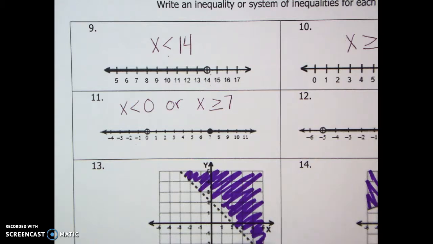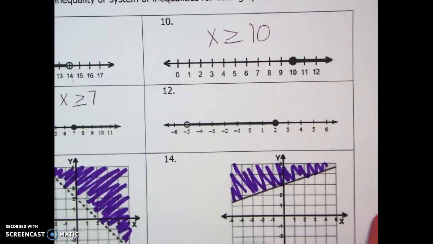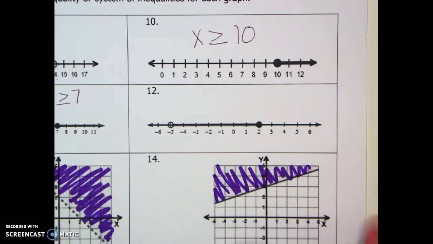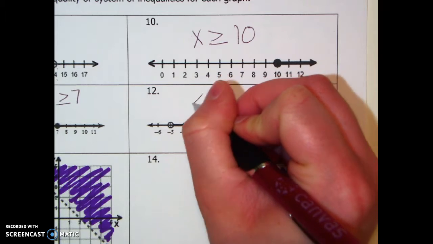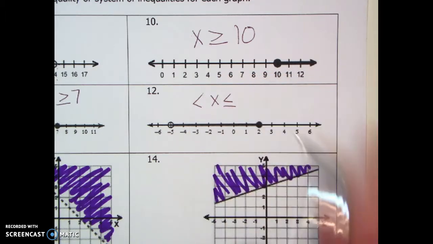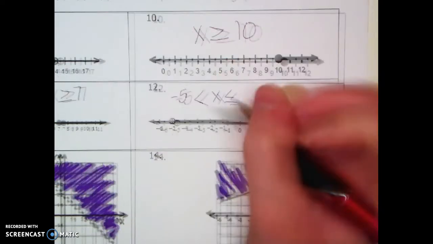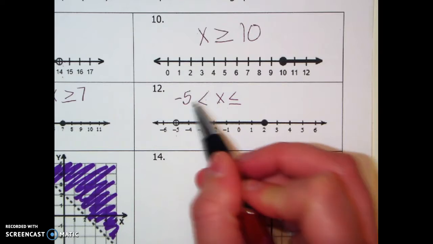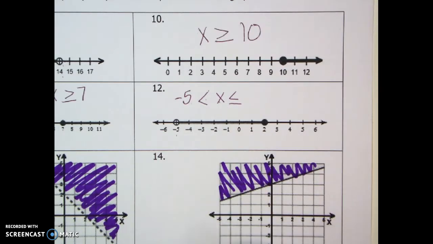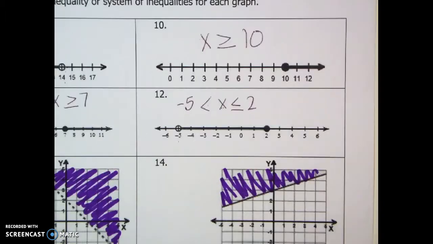Okay, let's look at number 12. This one is a little bit different. Basically, you just put the 2 numbers on either side. So in this case, this is -5. So this right here is saying x is greater than -5. So it's going up from -5. And then x is less than or equal to 2. So the solution is somewhere between -5 and 2, including 2, but not including -5.